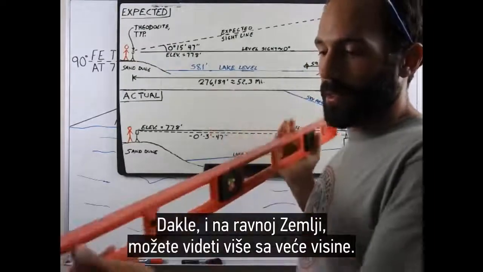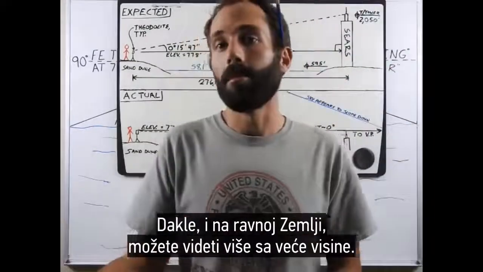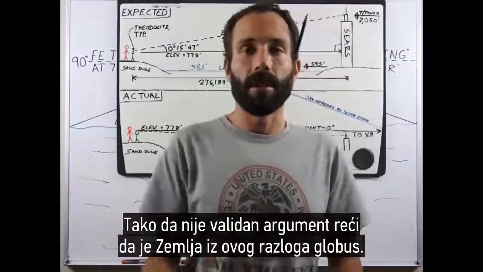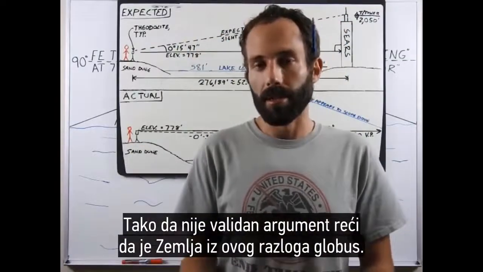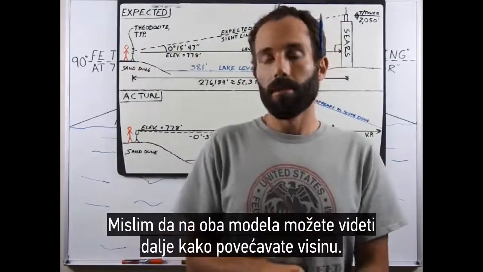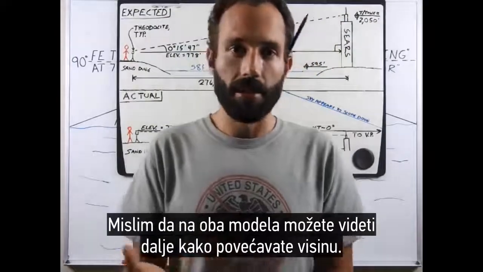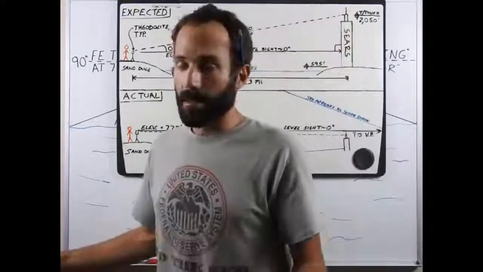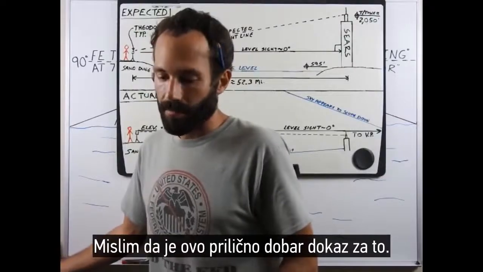And so on a flat Earth, you'd still be able to see more by going up in the air. So it's not a valid argument to say that the Earth is a globe because of this. I think on both models, you'd be able to see farther as you go up in elevation. I think this is a pretty good proof of it.